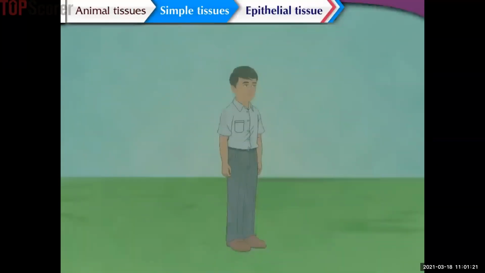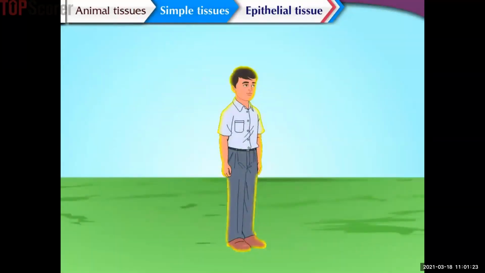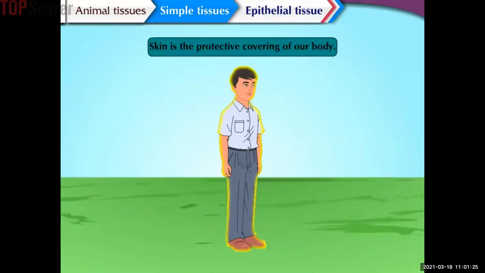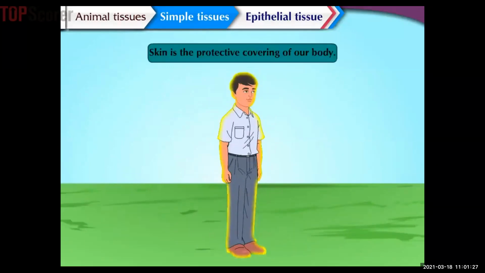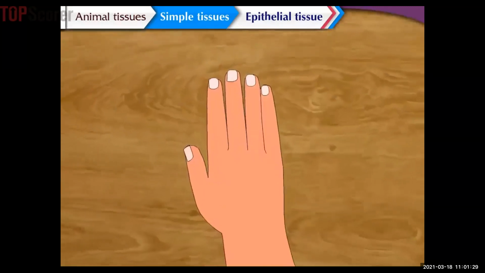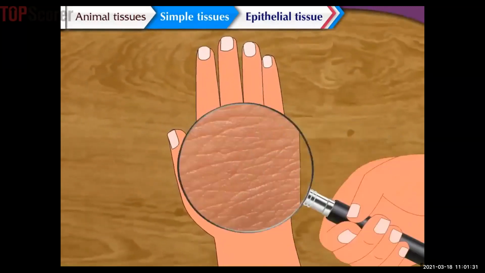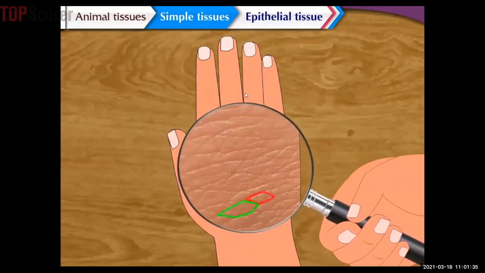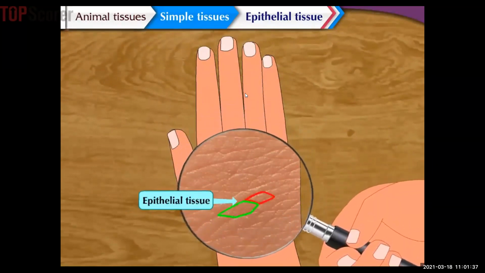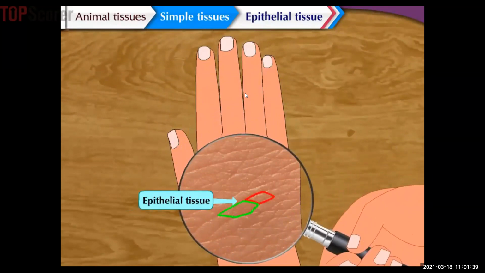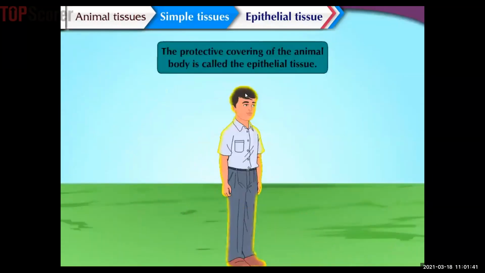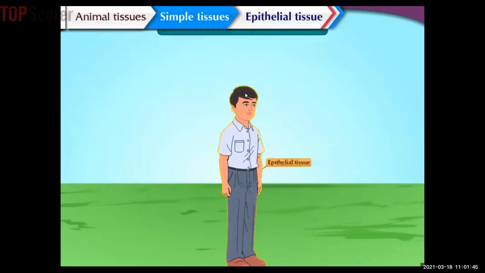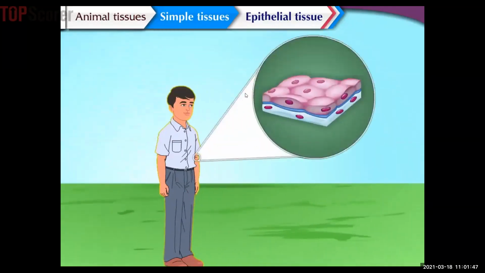Epithelial tissue. We know that the skin is the protective covering of our body. If we observe the outside of our palm with the help of a magnifying glass, we can see tightly packed squares and pentagons. These are the epithelial tissues. The protective covering of the animal body is called the epithelial tissue. The cells of this tissue are tightly packed and form a continuous sheet.